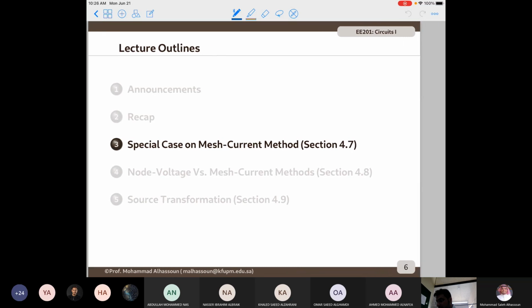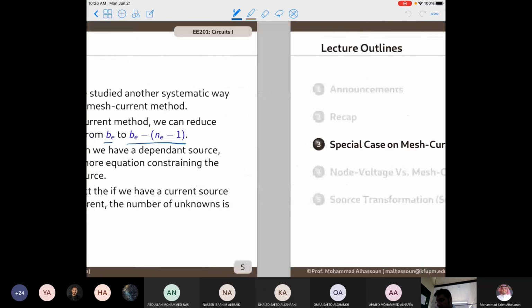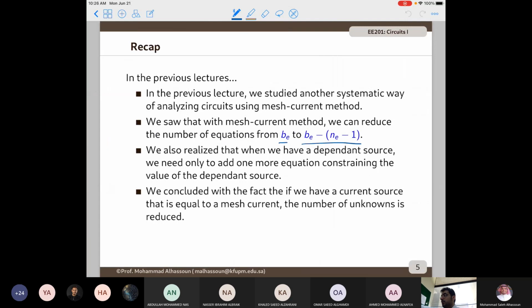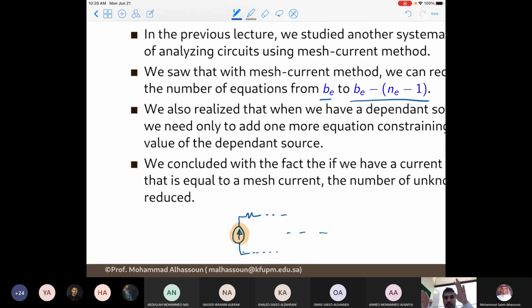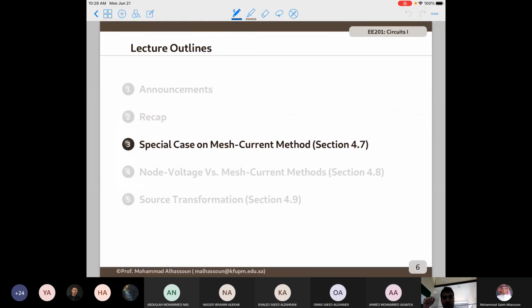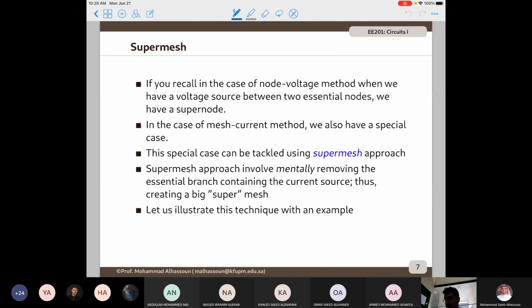Now let's talk about the other special case. If you recall, in the previous special case, the situation we had was something like this, and we have a big circuit. This current source was equal to the mesh current, so this current source is basically on the perimeter of the circuit. So what happens if we have a current source in the middle of the circuit and we're trying to apply the mesh current method?